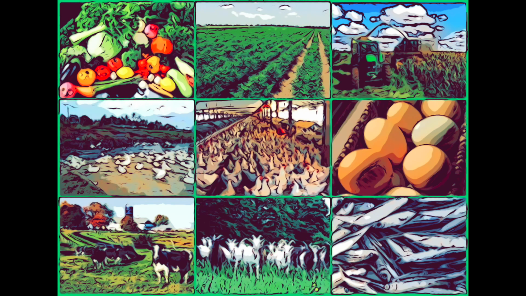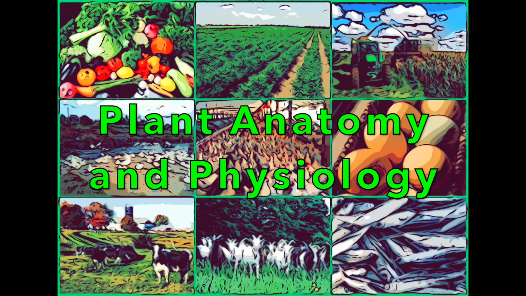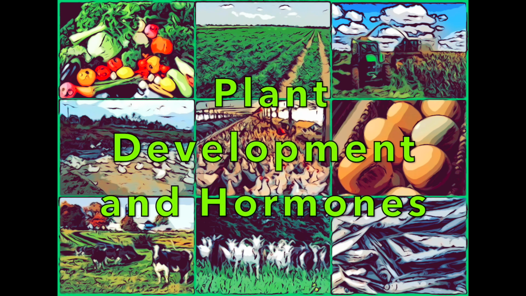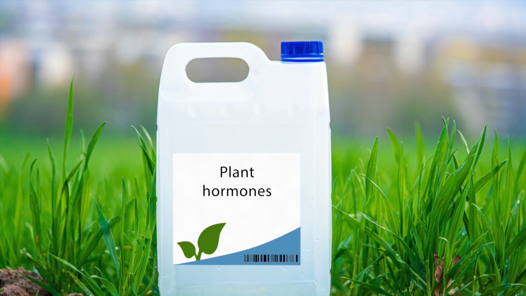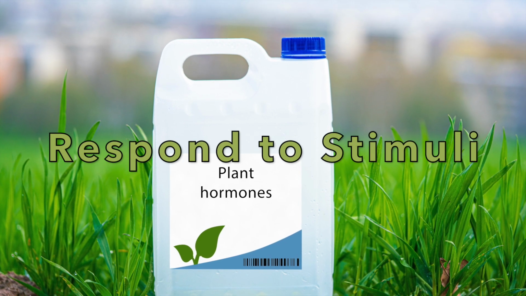This microcredential deals with plant anatomy and physiology and consists of 5 targeted skills. This targeted skill deals with plant development and hormones. Plant hormones send chemical signals through a plant to respond to specific stimuli.